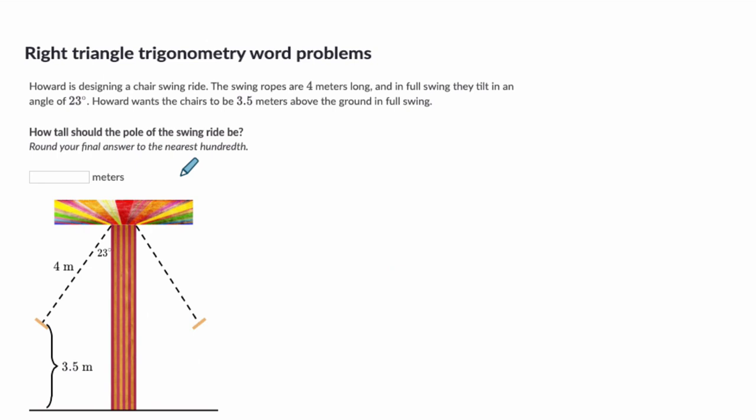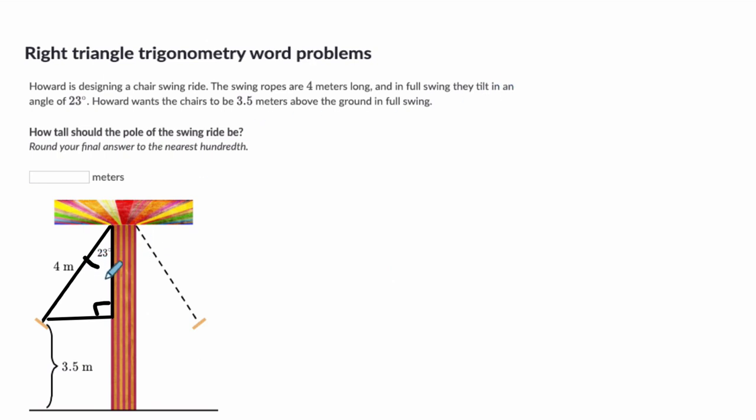Okay, last problem. Howard is designing a chair swing ride. The swing ropes are 4 meters long. Okay, so let me find that. That is right here. Right, so this is 4, okay. And I just want to sketch this out. I see a right triangle potentially forming here. I want that right triangle to be something I use in this problem. And in full swing, they tilt in an angle at 23 degrees.